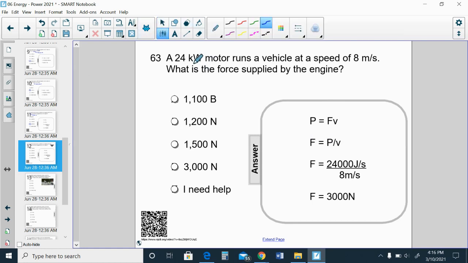This is given in kilowatts, so 24 kilowatts converts to 24,000 watts. Divided by the 8 meters per second gives you a force of 3,000 newtons.